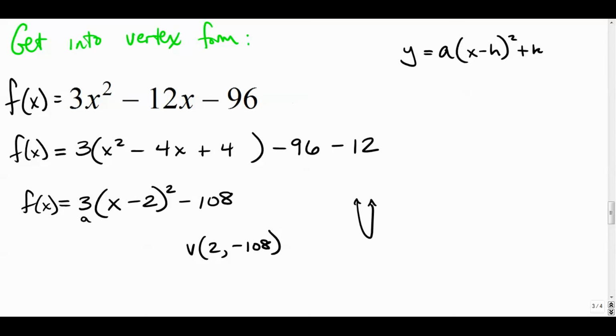So it was a pretty quick video there. I hope that helped you. It was completing the square video that also led into this vertex form application.